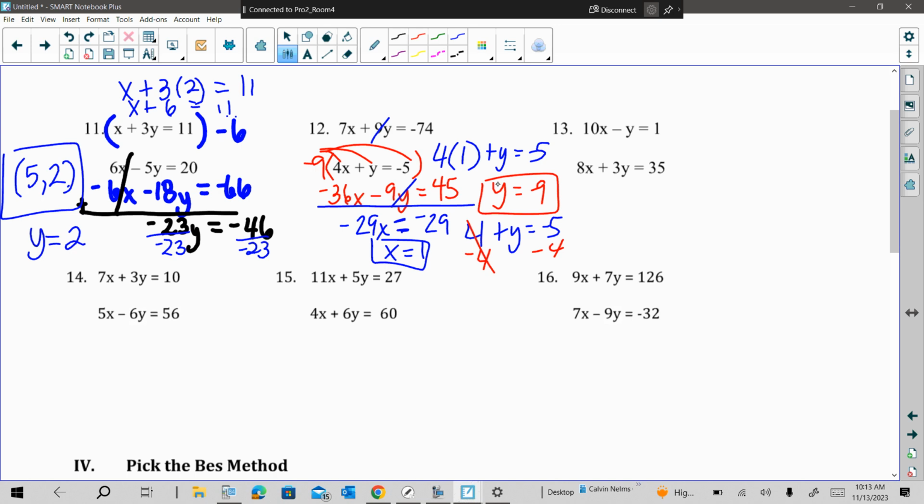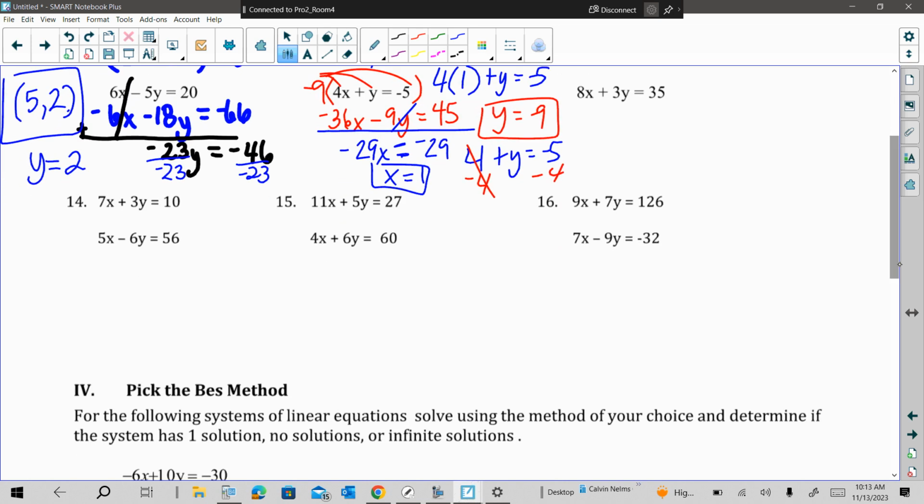So the first 3 here, you're just multiplying one of the equations to get an opposite. Now, when you do 14 through 16, we have to multiply 2 equations. Well, not on 14. We will on 15. On 14, I could get an opposite with the y's if I multiply the top here by 2, because this will make that positive 6y. So this would be 14x plus 6y equals 20.